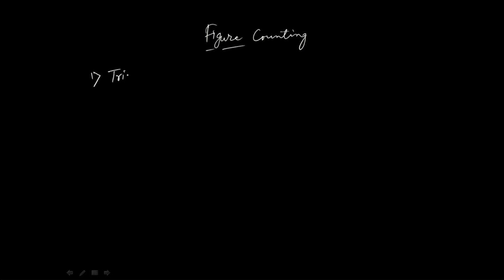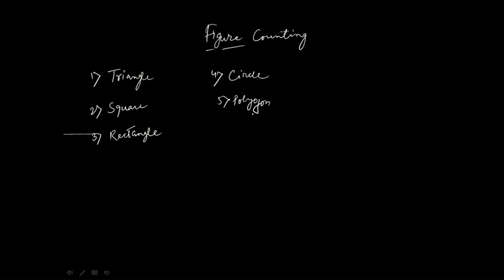That can be a triangle, that can be a square, can be a rectangle, it can be a circle, polygons, straight line. So these are the basic parts of figure counting. These kinds of figures we do count from an exam point of view.